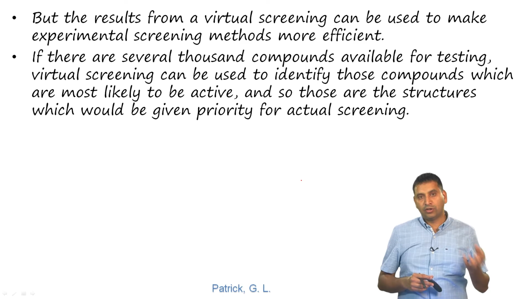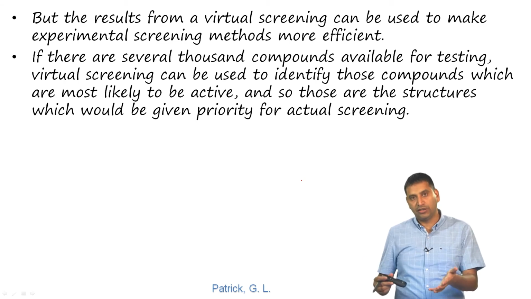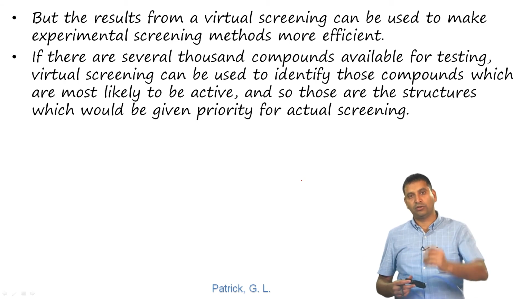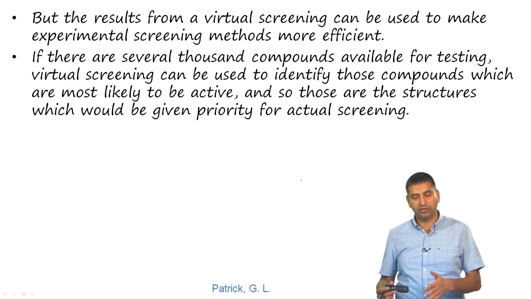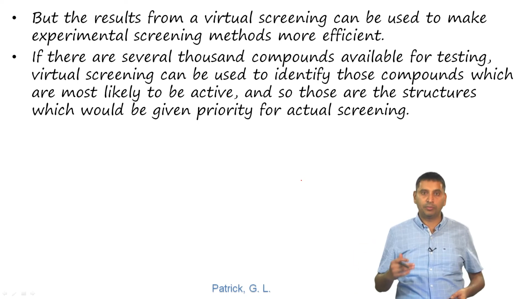So, if there are several thousand compounds available for testing, then we can use virtual screening to make a priority list. For example, we can say that these are the 200 compounds that we want to screen first based on the virtual screening results, and then we can go on with the lower priority compounds.